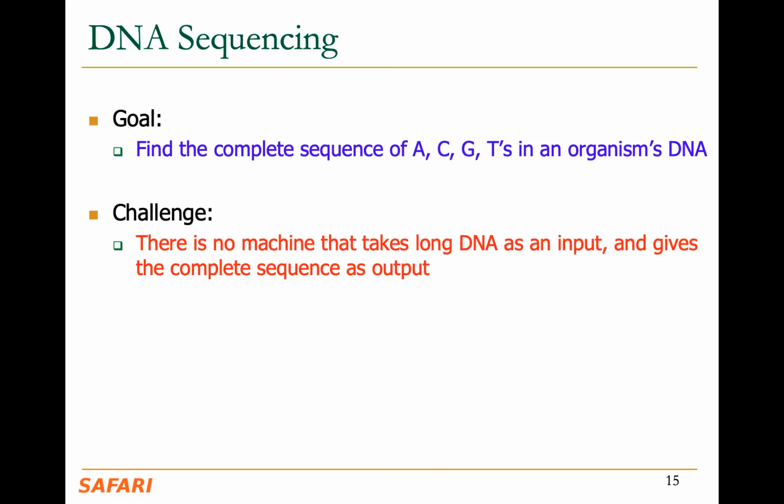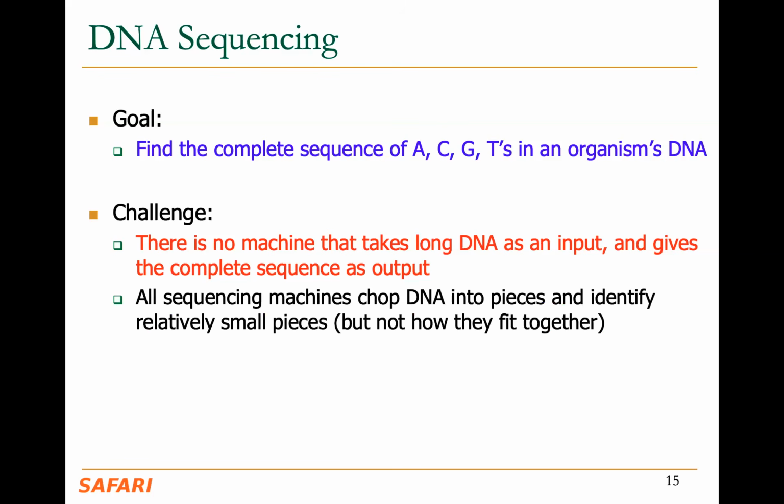The challenge is there's no machine that takes a long DNA as input. As Sri mentioned, it was 3.2 billion base pairs for humans. There are much bigger DNAs that exist also. They're not humans. The machine doesn't give the complete sequence as output. Instead, all of these machines are choppers. They chop DNA into pieces of different sizes, but they do not tell you how they fit together. So immediately you have a puzzle coming out of this machine.